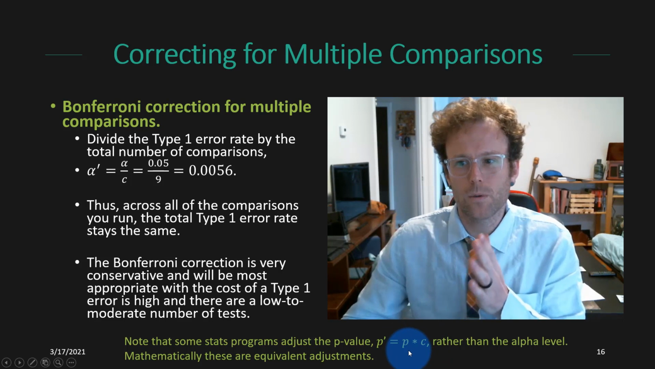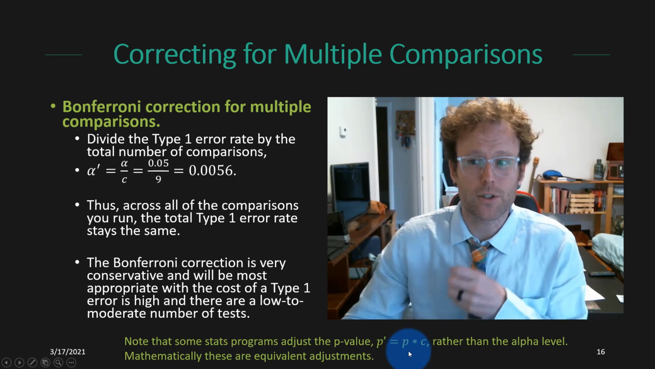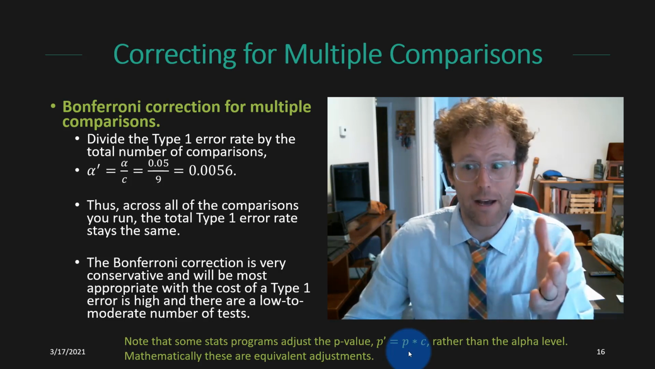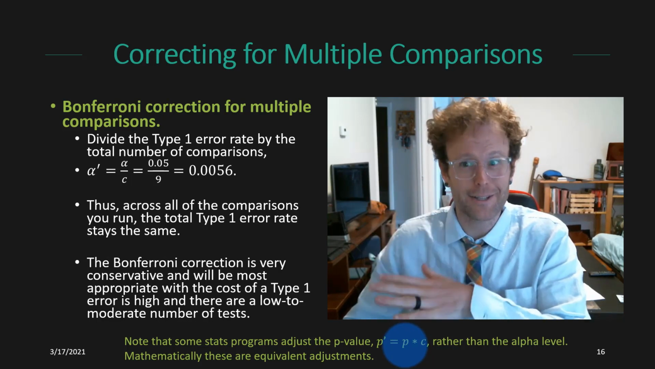But it's important to know which adjustment your stats program is making so that you're interpreting the p-values correctly when you're looking at either an adjusted alpha level and raw p-values, or you're looking at adjusted p-values and the original alpha level.